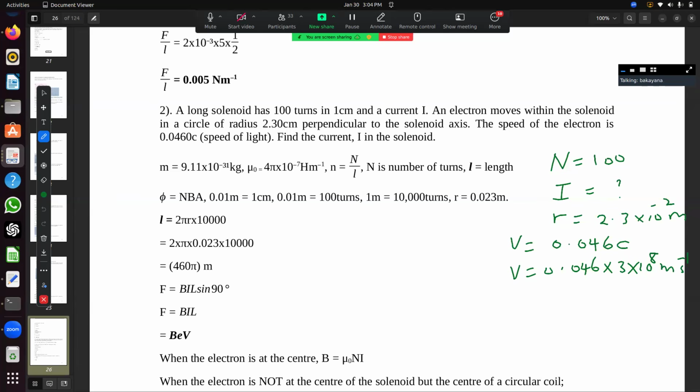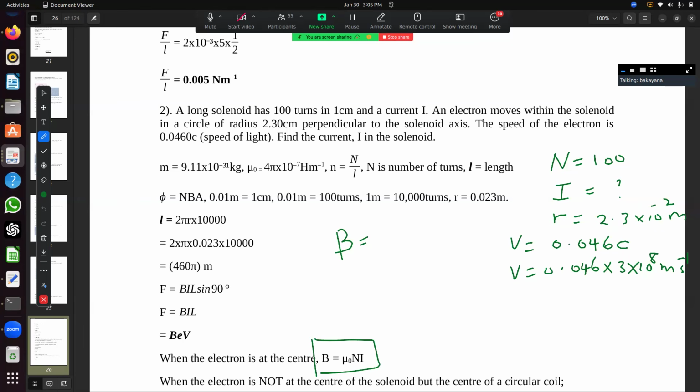Let me try to make this one simpler for you. We've talked about the magnetic flux. Of course, when we talk about a solenoid, then we talk about magnetic flux. So, magnetic flux of a solenoid, this one is NBL. Now, this one will require looking at the magnetic flux density of a solenoid when an electron enters the center. Okay, this we shall see.